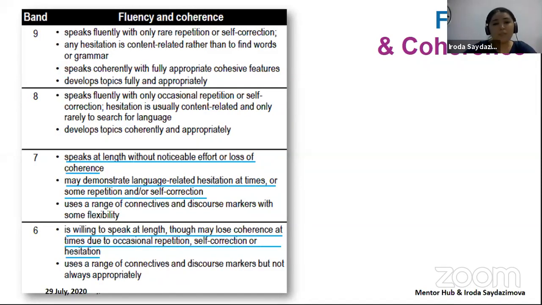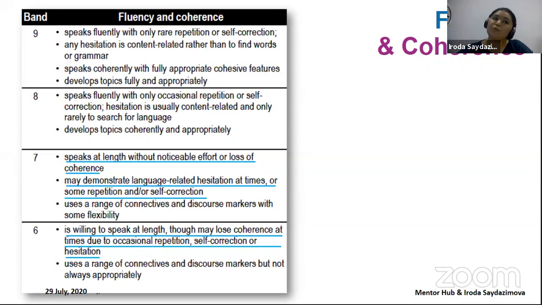Indeed. So somebody who's at band score 6 would try to speak really well without any pauses, but that would be obvious that they're really trying hard to do it. But someone who speaks at band score 7 would do it more or less eloquently and more or less freely, right? And they might still demonstrate some language-related hesitation, though. However, that's not very frequent, and the mistakes might be self-corrected, which is good.